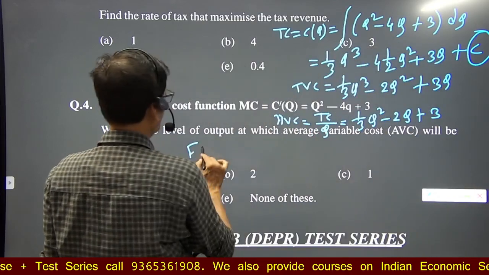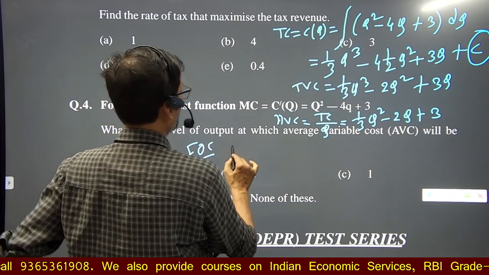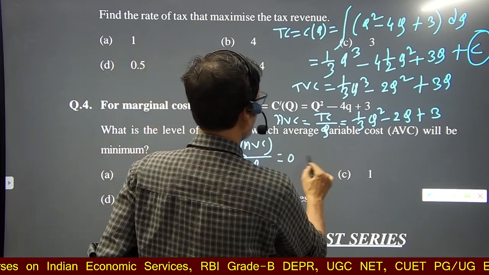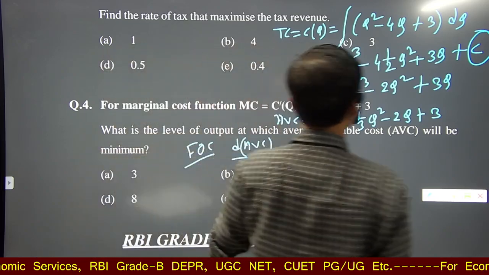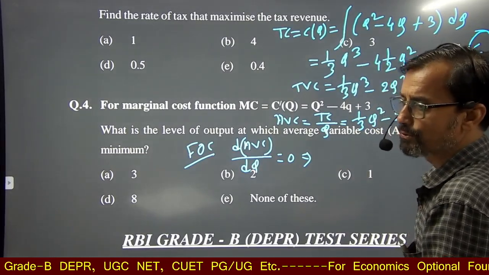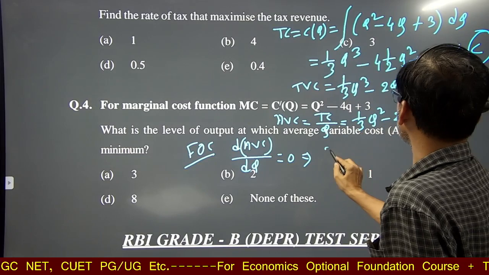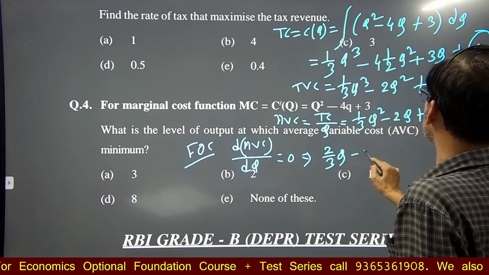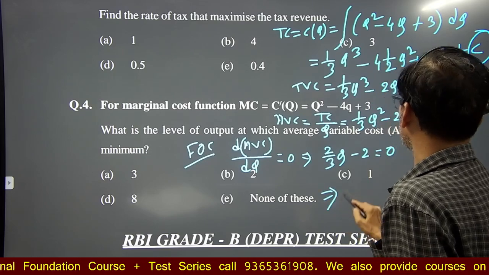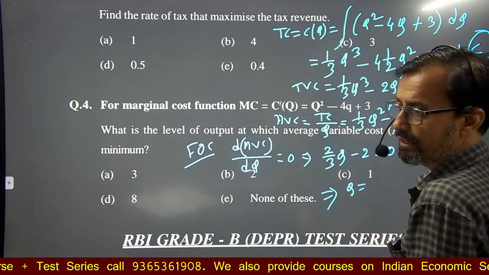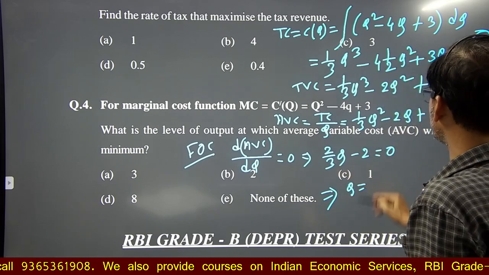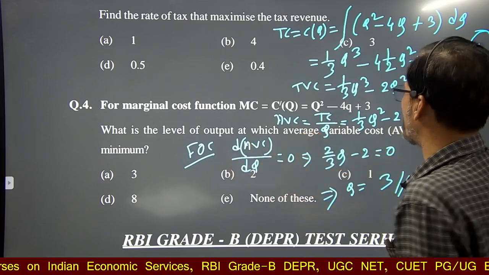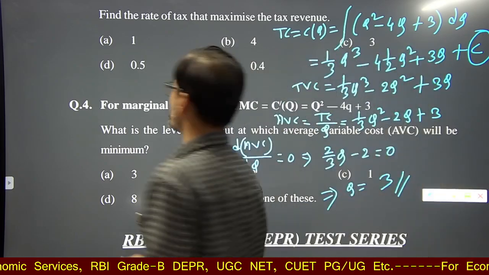So first order condition, the derivative of average variable cost with respect to Q is equal to 0. When we differentiate the average variable cost, 2 by 3 Q, and here minus 2 is equal to 0. So ultimately what will be the Q? 2 cancels out, Q is equal to 3. So at output level 3, average variable cost will be minimum, but it will be secured only after showing the second order condition.